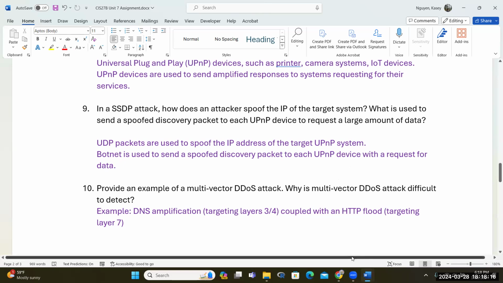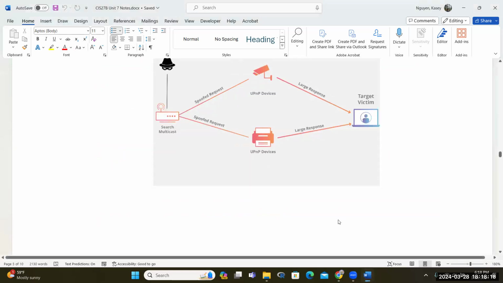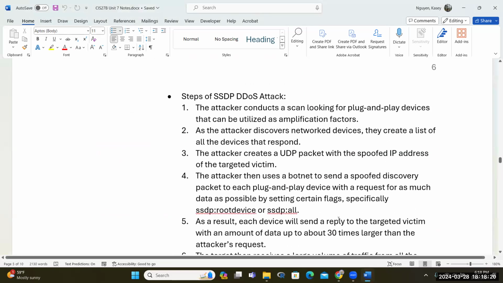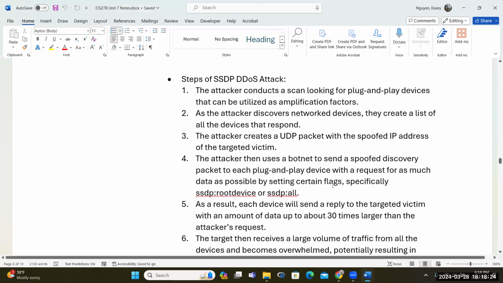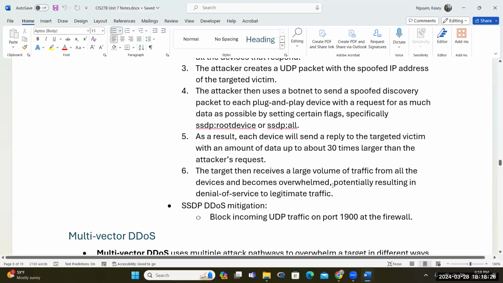Question. Okay, so I think we're good with that part. Here are the steps. If you're interested, you can look through, right?